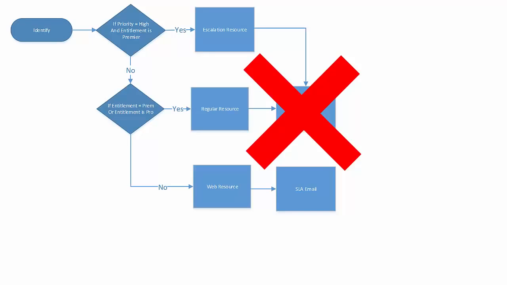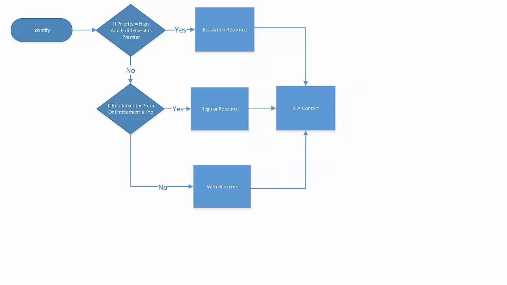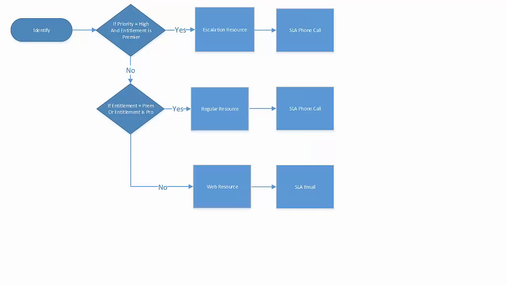So we could do a couple things here. We could simply merge the events to a single SLA contact stage. However, this doesn't allow us to specifically choose to create a phone call or email as the requirements suggest. What we need to do is duplicate a little effort for both the escalation resource and the regular resource stages.